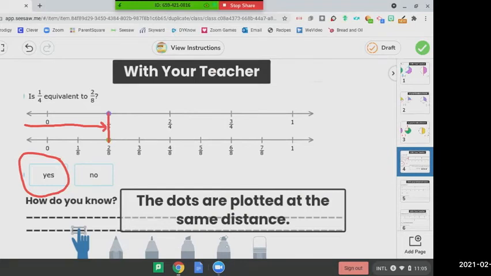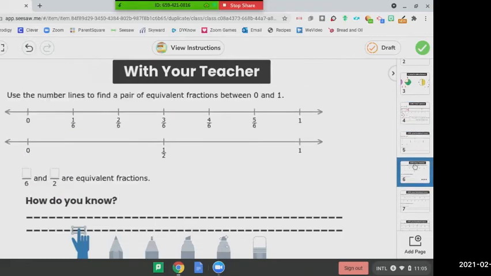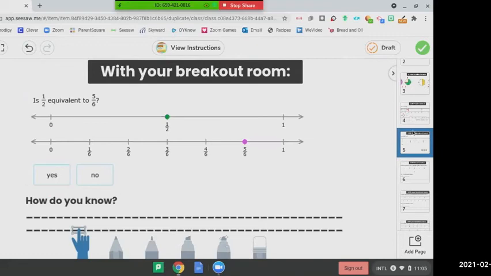You are getting ready to do the same thing with number lines now with your breakout room. Again, there are 2 number lines for you to read with fractions on them, and you're going to determine how you know that they are equivalent. Okay, so we've done 1/4 and 2/8. You're going to do slides 5 and 6. Oh, I apologize, just slide 5 with your breakout room. Is 1/2 equivalent to 5/6? How do you know? All right, I'm going to send you in there for you to have that conversation. It's one problem, so I'll give you 1 minute.